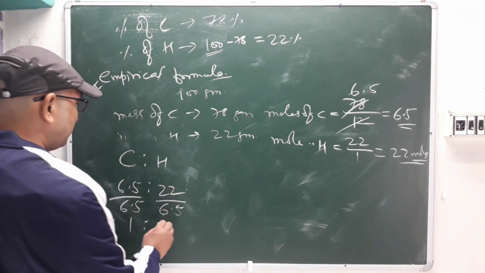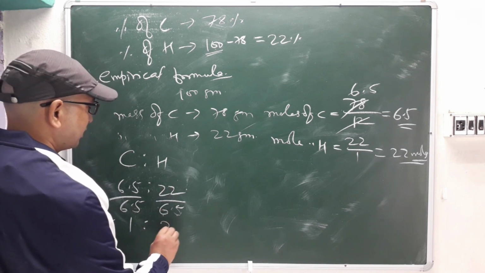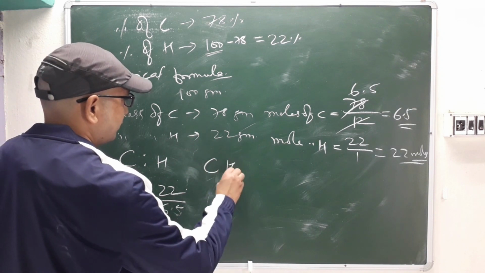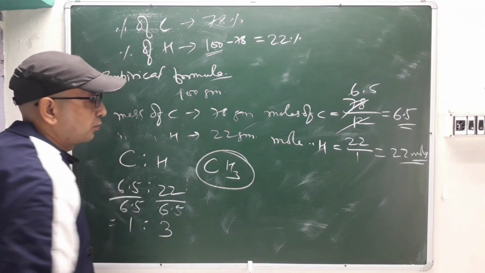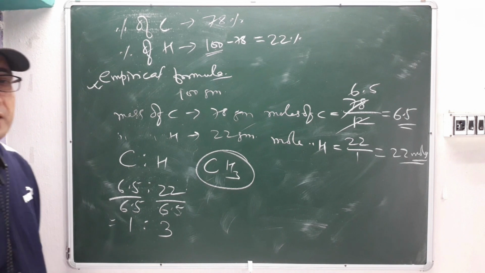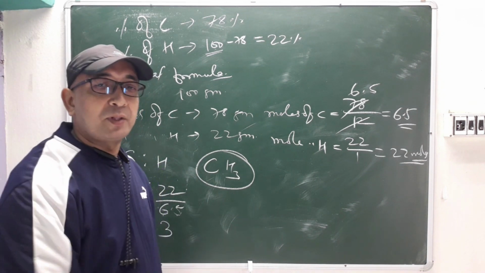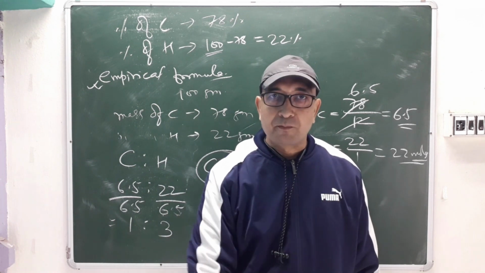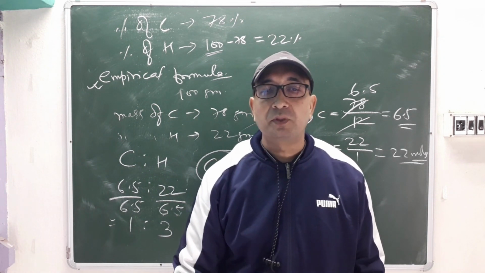19.5, 20. So maybe it is approximately 3, right? So 1 is to 3. So 1 carbon and 3 hydrogen. So this will be the empirical formula, right? CH3. This will be the empirical formula. So the correct option will be option number D, right? Correct option is option number D.